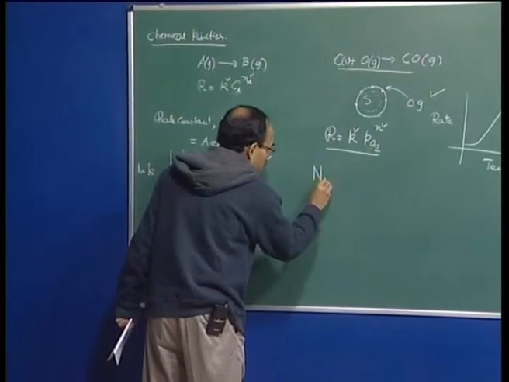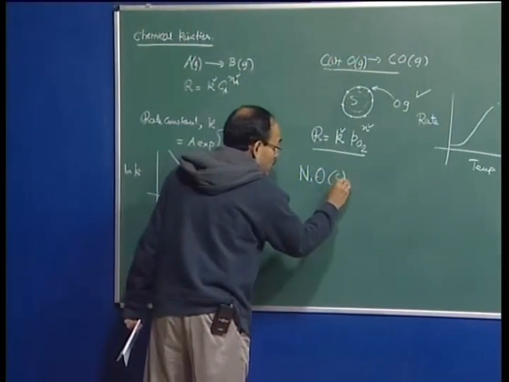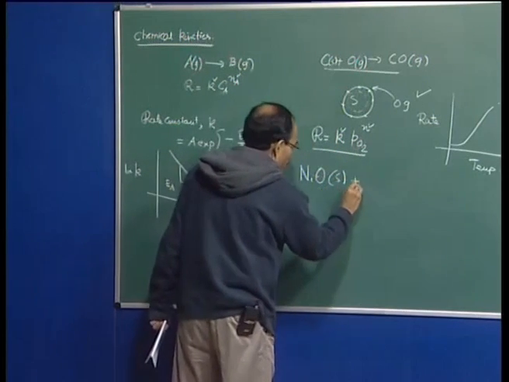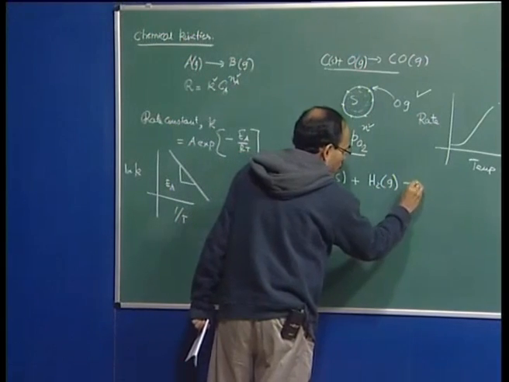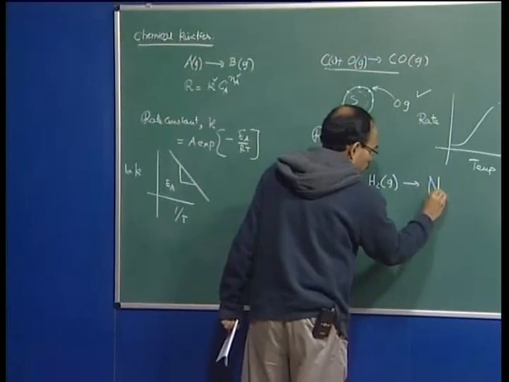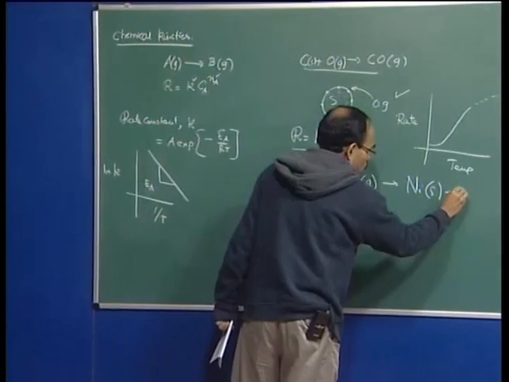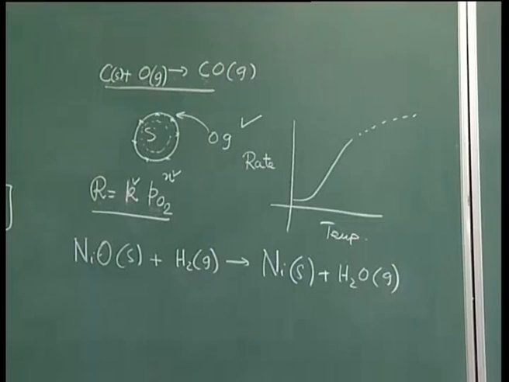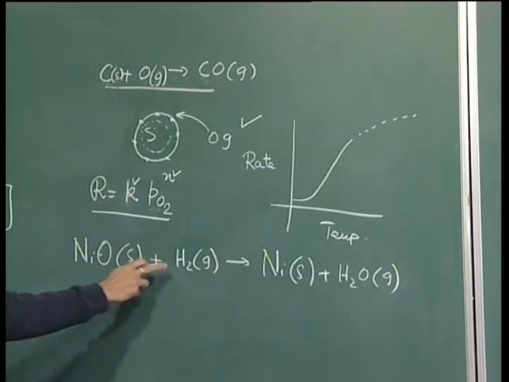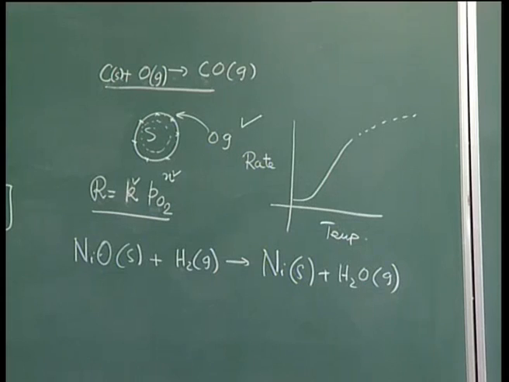Say nickel oxide, which is solid. I will just explain this particular point. Then we have hydrogen, which is gas, and then we have nickel, which is solid, and H2O. So, similarly, the rate of the reaction is going to be proportional. For the forward reaction, nickel oxide is solid, so activity is equal to 1. So, I can say that the rate of the reaction is going to be proportional to the concentration of hydrogen in the system.